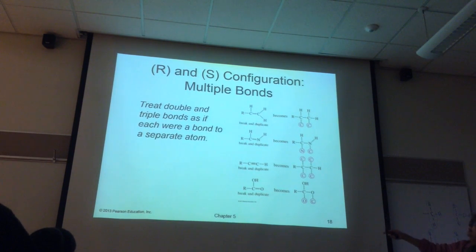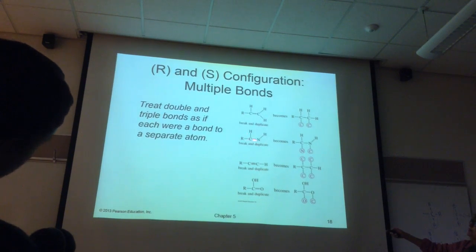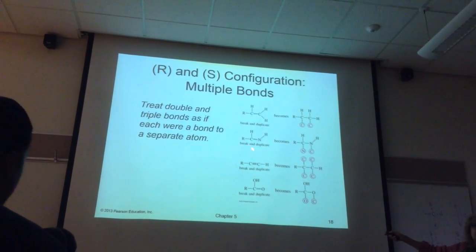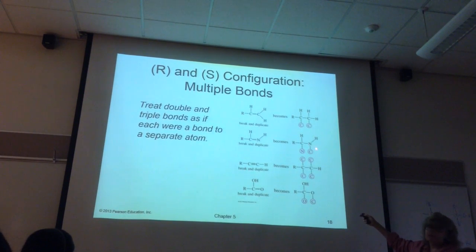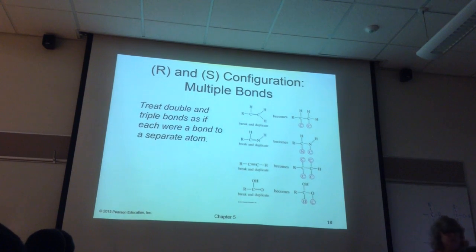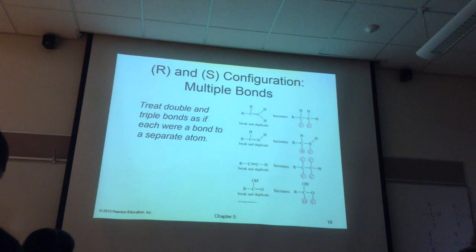Okay, if you have a carbon double bonded to a nitrogen, then you're doing the same thing. You keep the first bond, the carbon-nitrogen, and then you say, oh, okay, well then it's like I'm bonded to 2 nitrogens. A carbon double bonded to nitrogen is like you are bonded to 2 nitrogens yourself.